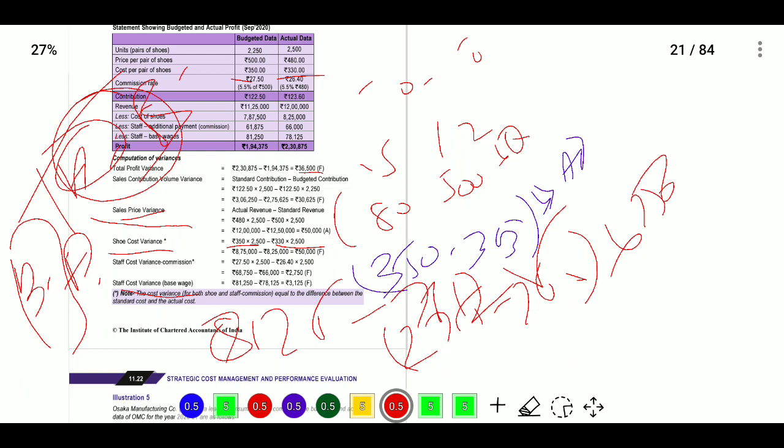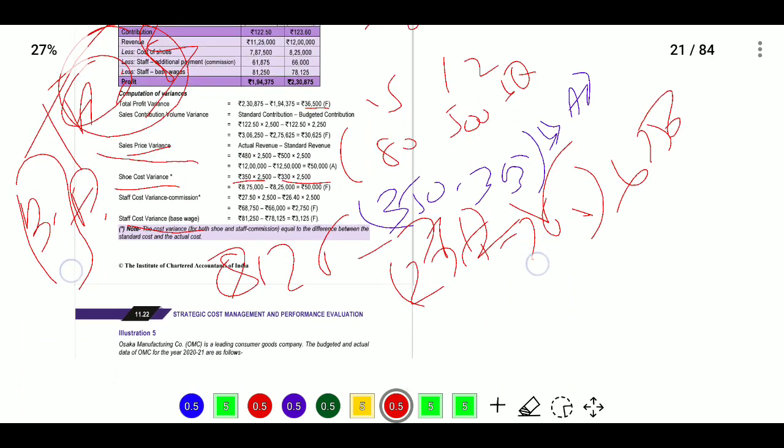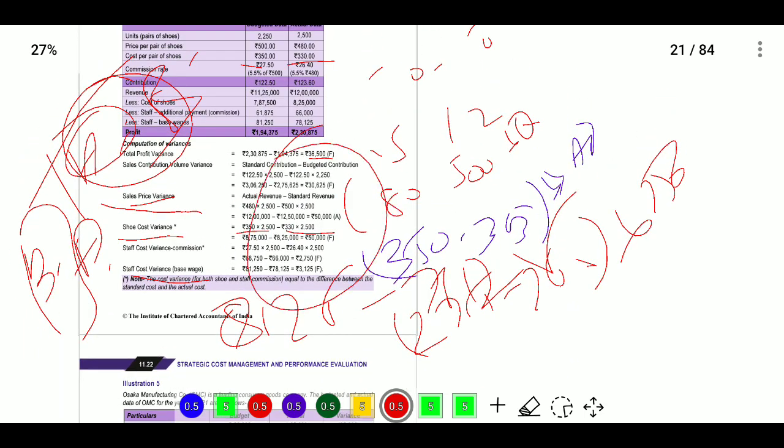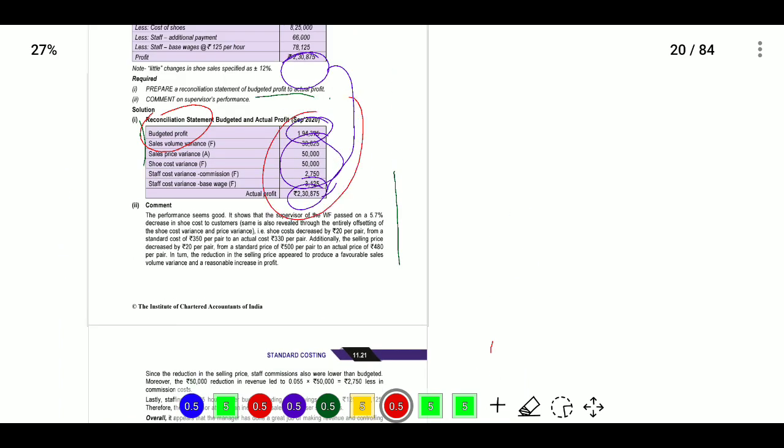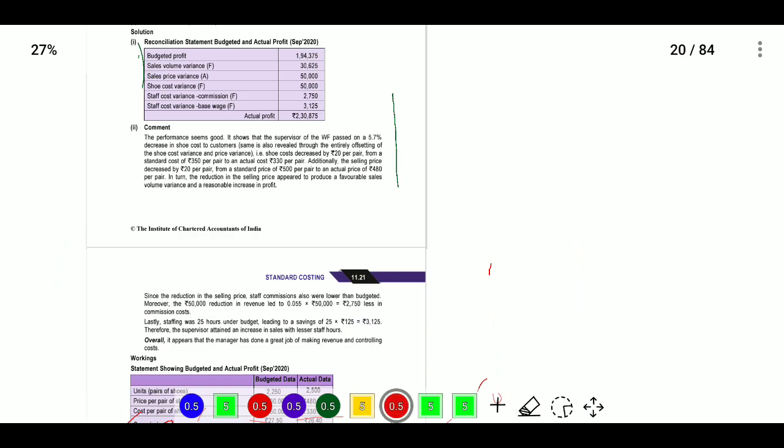What will we take first? Actually, first we will take standard, and second we will come to actual. When you go for the right side, we will go for the reverse case. That is the case. Next we will take all the variances we have got, put them here, get the answer, and we will get the actual profit.